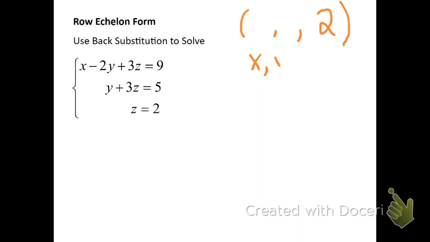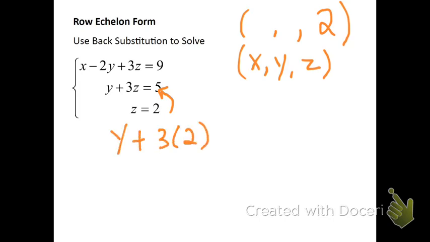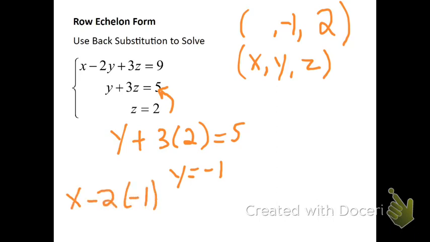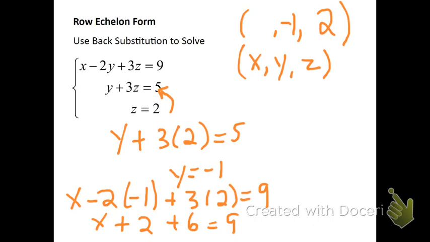Right, the same way we represent an ordered pair, we can also represent an ordered triple by doing x, y, and z. So we already have z. Now to find y, we could plug in 2 for z, and we get y is equal to -1. Now that we know y is equal to -1, we could plug in -1 for y and 2 for z into the top equation, and we get x plus 2 plus 6 equals 9, which means that x has to be 1. Right, and there's our solution.